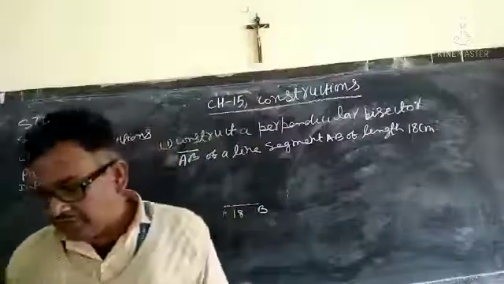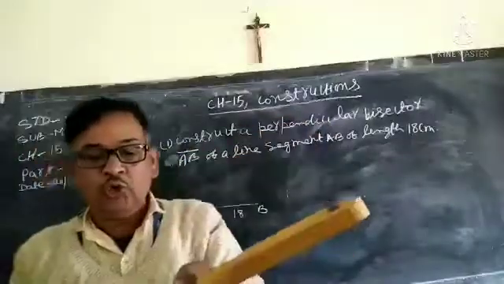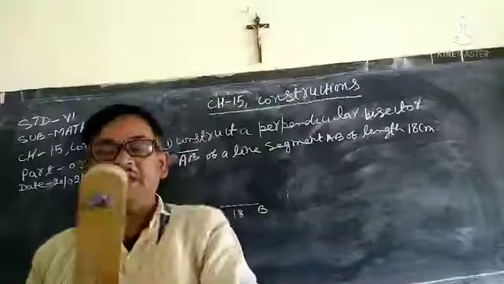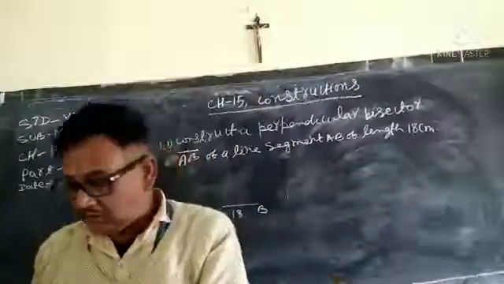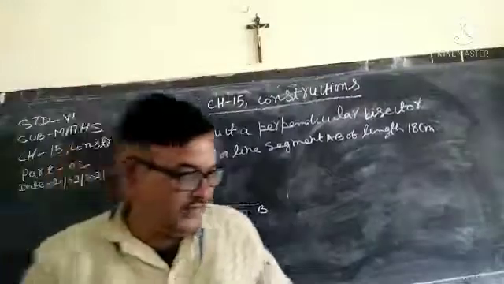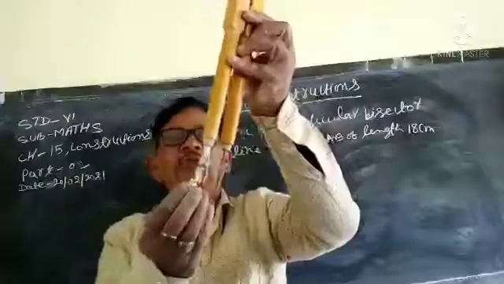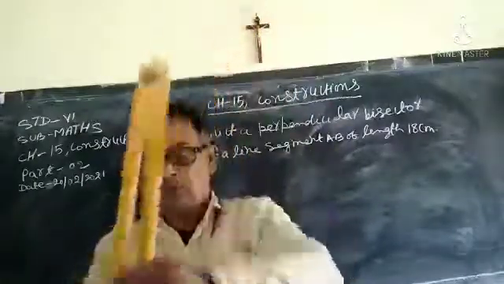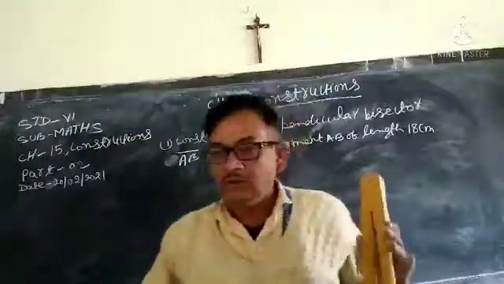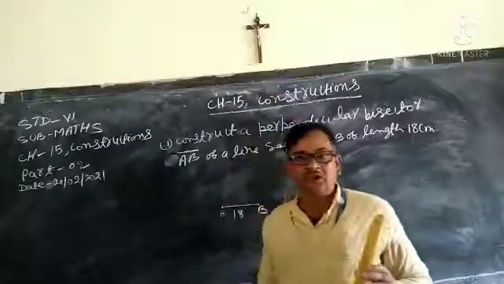Now what you will do, my dear students, as the question is telling to draw a perpendicular, you make it equal. When it is equal, then it will work. When it is not equal, it will not work. First you will use a pencil; I am using chalk here. Now make it equal. After that, you have drawn the line segment AB equal to 18 centimeter.